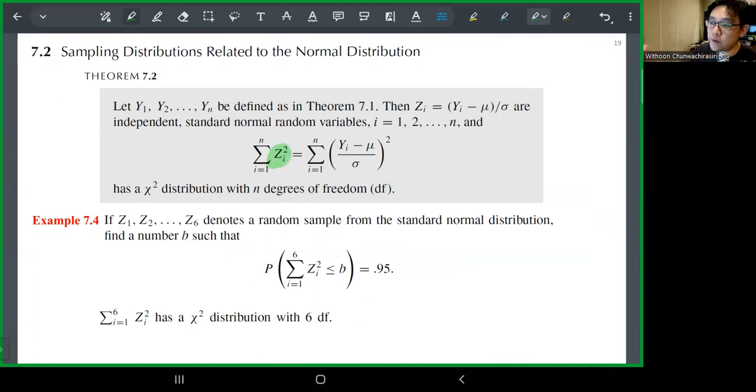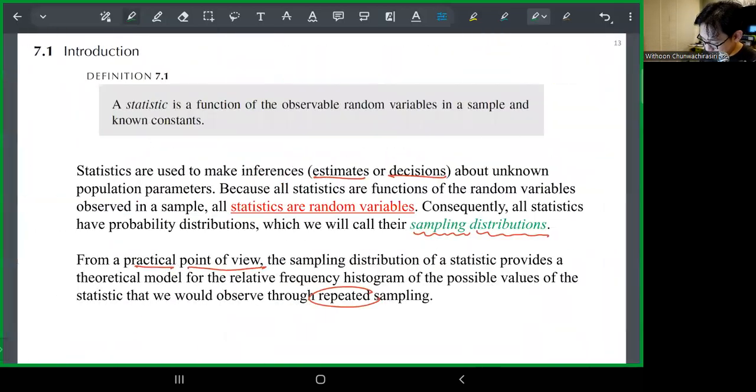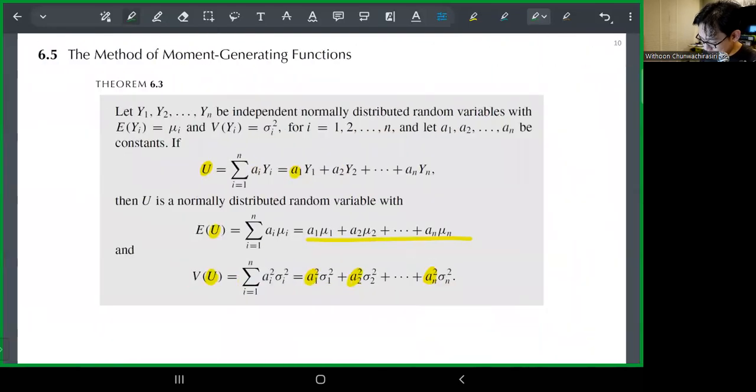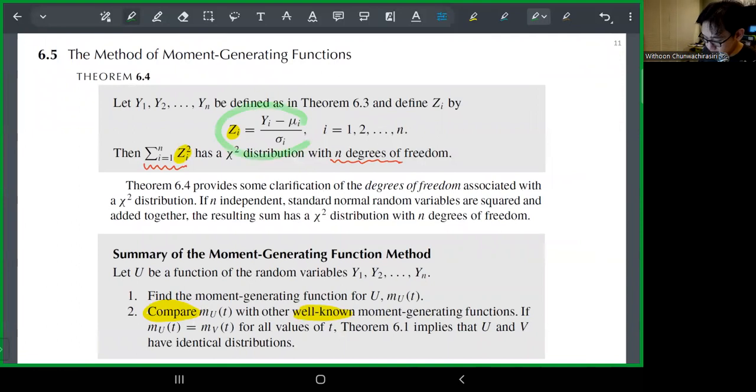You start from the Y, you standardize it, turn it into Z, but then you not only want the sum of the Z, you want the sum of the Z squared. And this is a nice thing that we just learned from the previous method of moment generating functions. It's right here. See? You already learned that the sum of the Z squared has the distribution of the chi-square with n degrees of freedom.